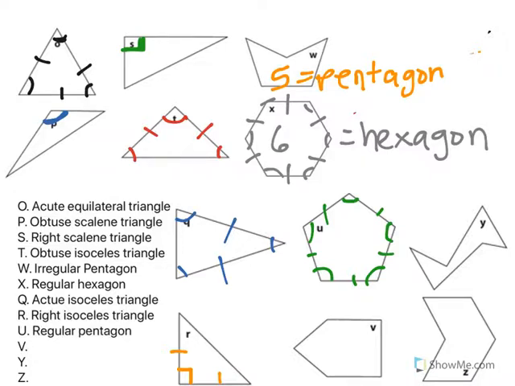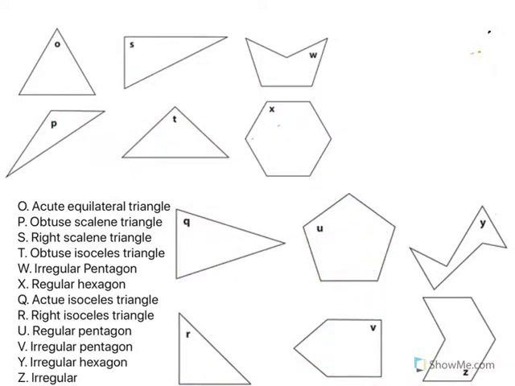If we look at V, we see another example of a pentagon, but this pentagon does not have all of the same angles. It has 2 90 degrees, 2 obtuse, and 1 acute. So this would be an irregular pentagon. Looking at Y, we see 1, 2, 3, 4, 5, 6 uneven sides, so we would have an irregular hexagon. And looking at Z as well, we see 1, 2, 3, 4, 5, 6 unequal sides, so we have another irregular hexagon.